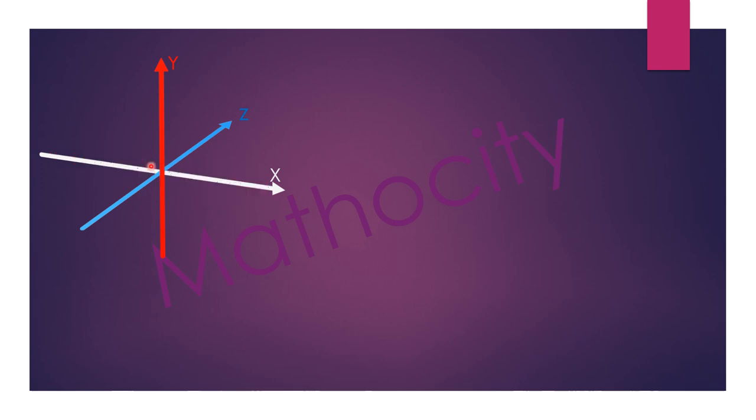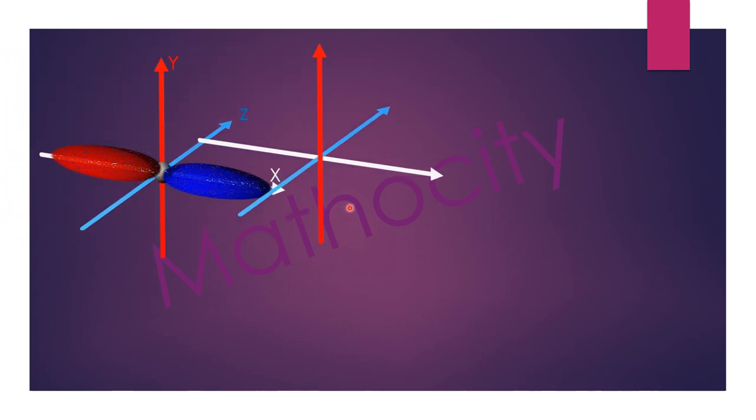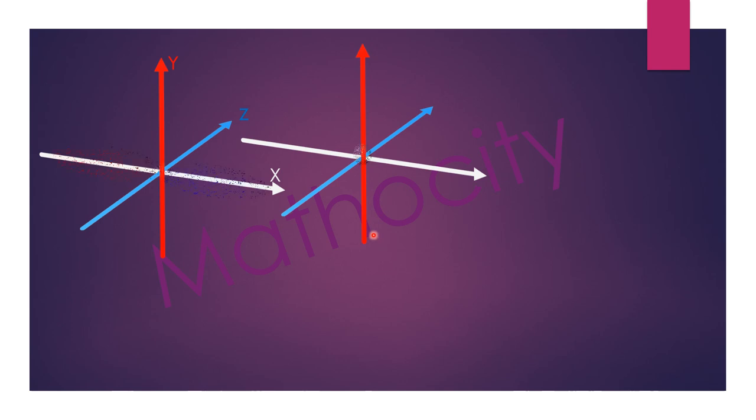Next, come to the next one, that is the py orbital. If the electron cloud orients along the y-axis, then it is the py orbital. Here, observe this animation, children. This is the nucleus. The electron cloud is oriented on the y-axis. So this is the py orbital. This is the px orbital. This is the py orbital.